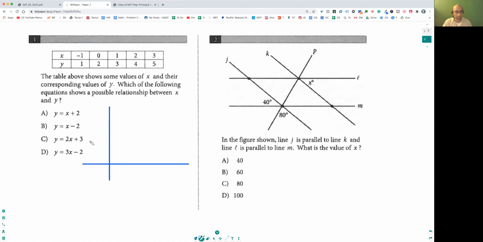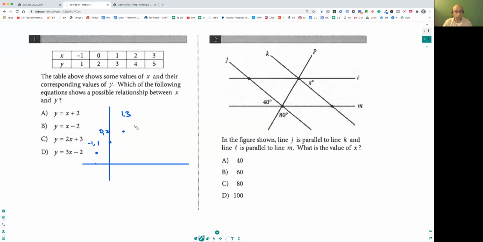So you can think about X as -1, and Y is +1, so that's going to be here. Then X is equal to 0, Y is 2. These points here are actually the coordinates. Then you've got 1 and 3, so that's going to be here. So now you've got these points: 0, 2, -1, 1.